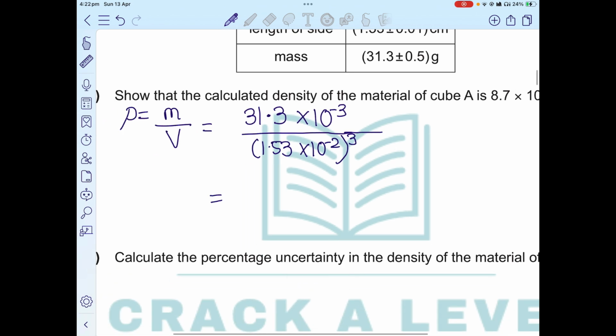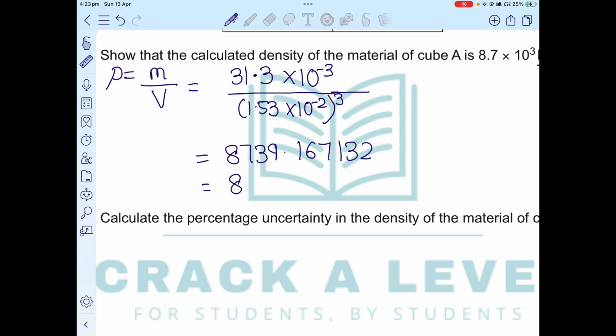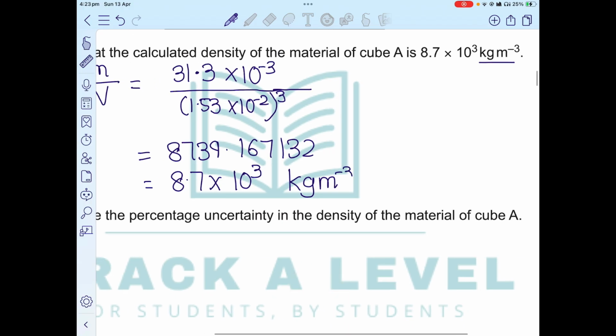When I put this entire thing in my calculator, so 31.3 × 10^-3 divided by 1.53 × 10^-2, the whole cubed, it is essentially giving me something like 8739.167132, which can be written as 8.7 × 10^3 kg m^-3.